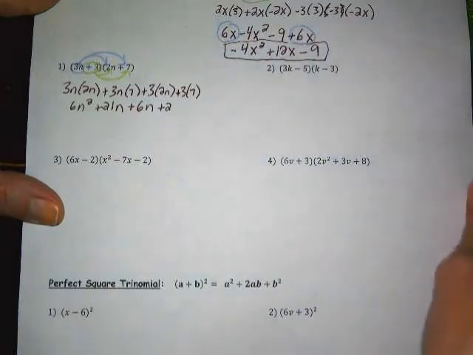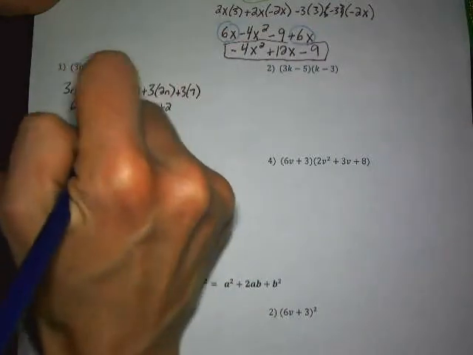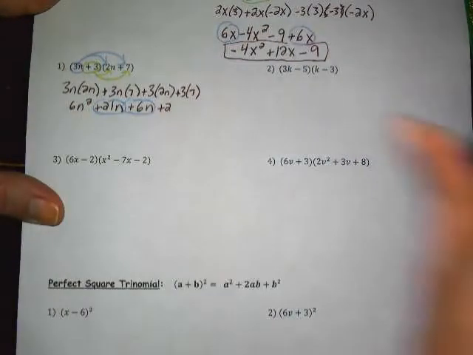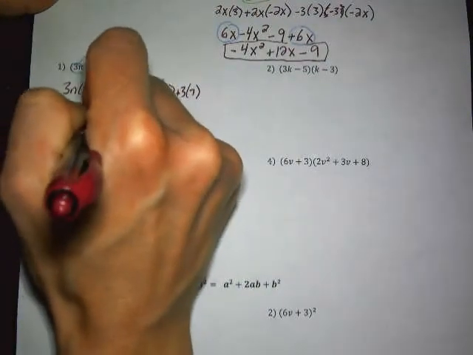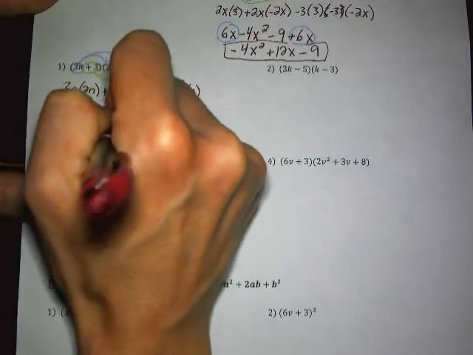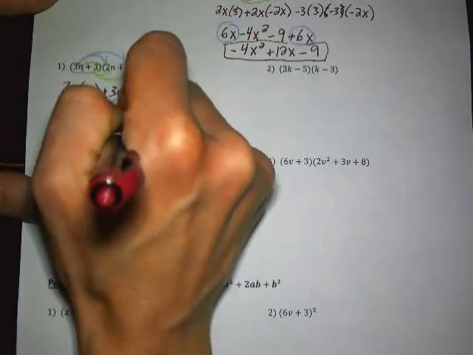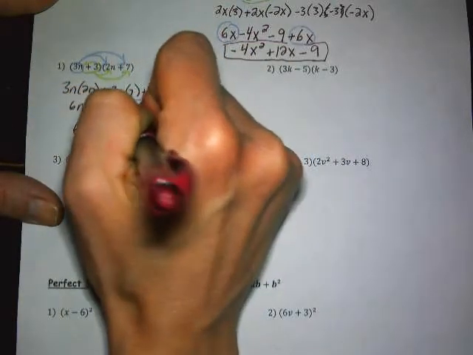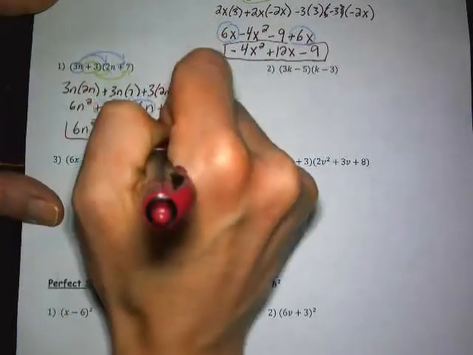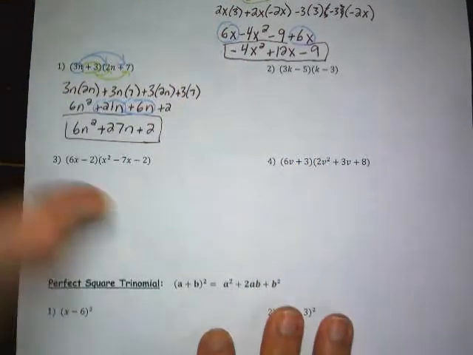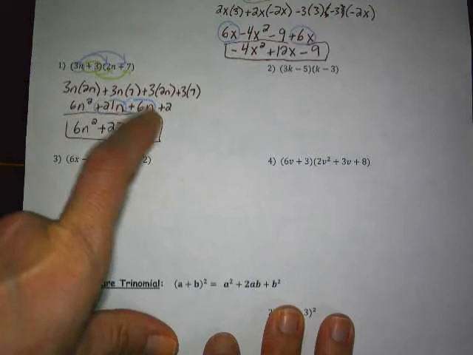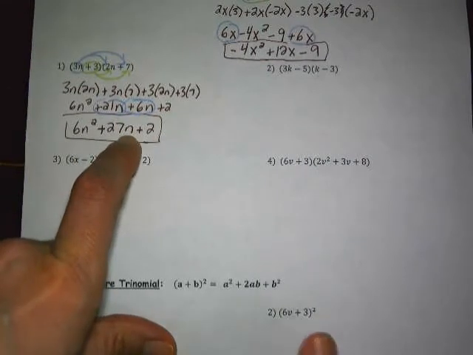We're already arranged in order of exponent, but we have 2 n terms that we can bring together. So 6n squared plus 21 plus 6, 27n plus 21. Please remember, when you add terms, you're not changing the power of your variable.